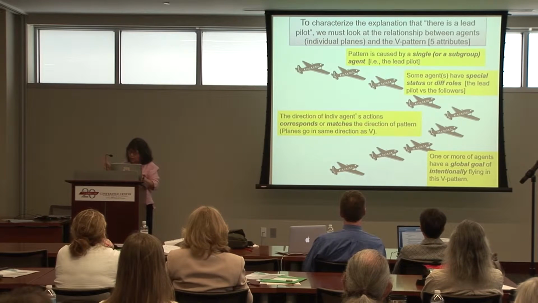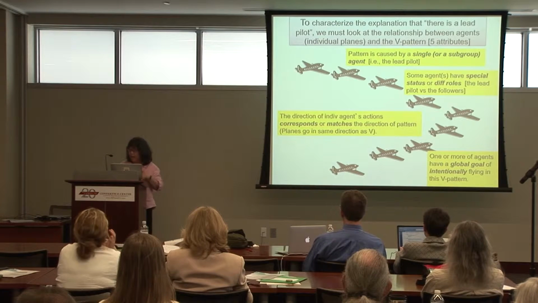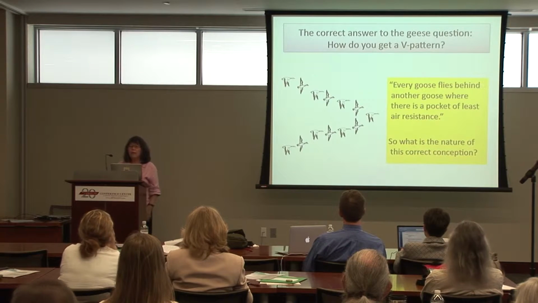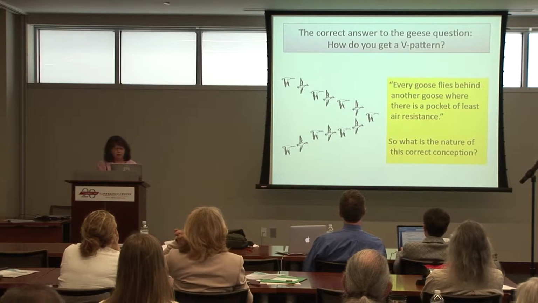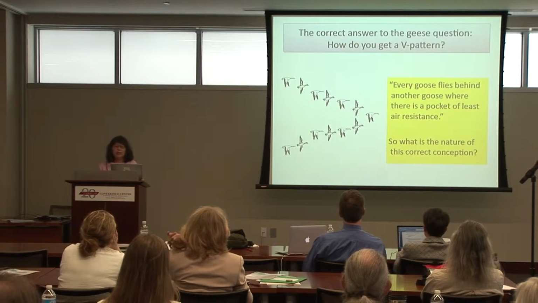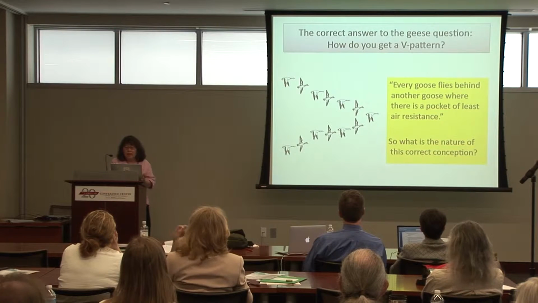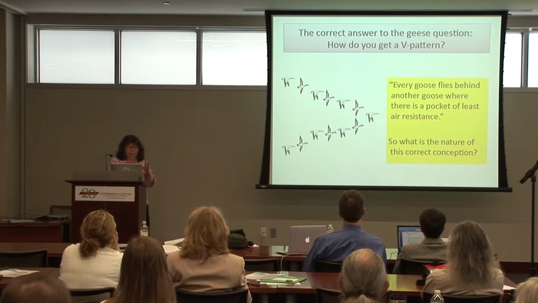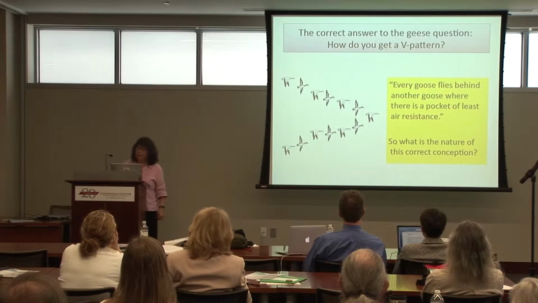Finally, I'm just naming 4. One or more of the agents have a global goal of intentionally flying this V pattern, right? The pilot wants to fly this V pattern, so they have an intentional goal. The correct answer to the geese question, how do you get this V pattern, is simply that every goose flies behind another goose where there's a pocket of least air resistance, a pocket of least air.